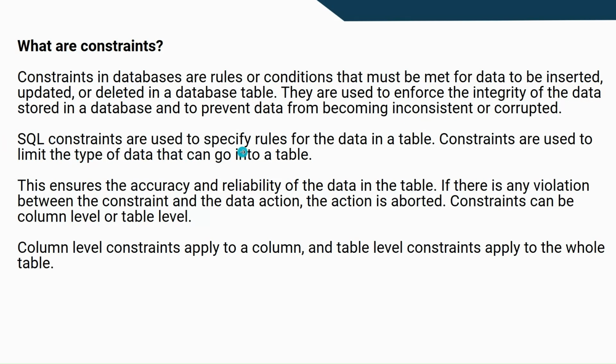SQL constraints are used to specify rules for the data in a table. While creating a table, we give specific rules for the table. Constraints are used to limit the type of data that can go into a table, so this ensures the accuracy and reliability of the data in the table. If there is any violation between the constraints and the data action, the action is aborted. Constraints can be column level or table level. Column level constraints apply to a column, and table level constraints apply to the whole table.